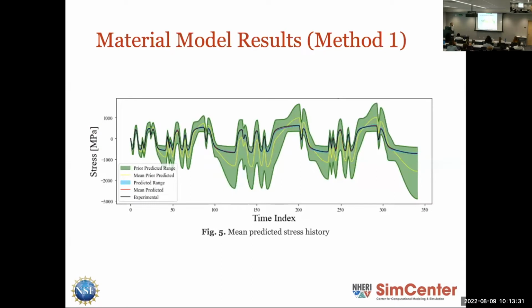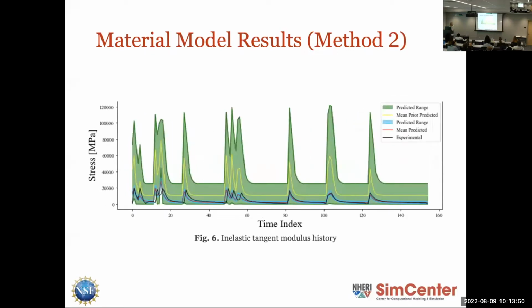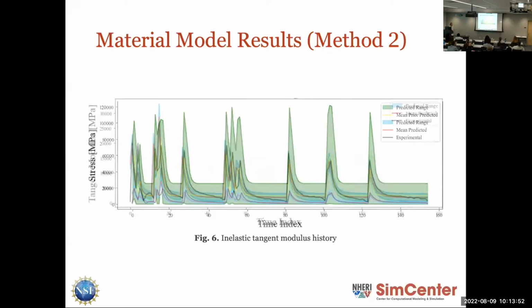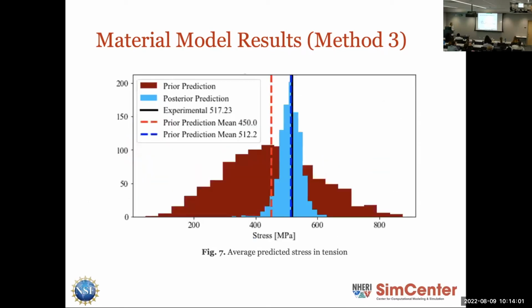So here you can see the prior distribution of the stress strain curve. It's very wide, it's not very close to the experimental data, but after calibration, it is a very close approximation. Here, this is the mean and the predicted range, so it is a very close fit to this experimental data. This is, again, the tangent modulus before, and after calibration, it is a very close fit, not quite as close as the experimental stress, but it is still very close.